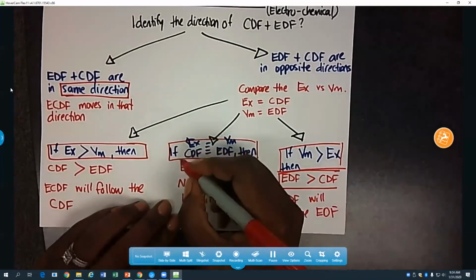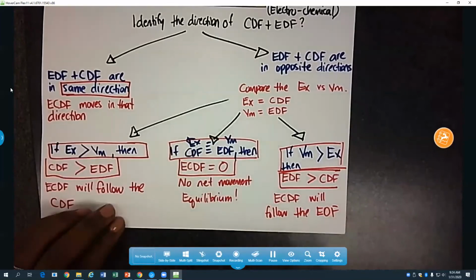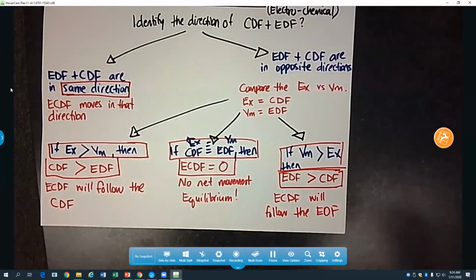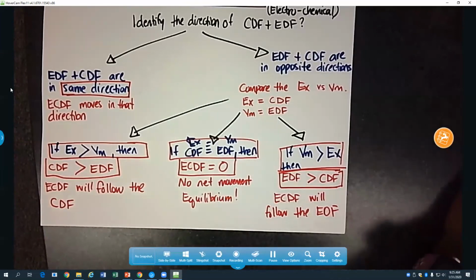So basically, in order to see what direction our net movement takes place in, we must look at the equilibrium potential value and the membrane potential value. We'll compare them if the forces are in opposite direction, and that will tell us what net direction our particles are moving in, and then we can just subtract those values, right? The larger value, we subtract out the smaller value, and that's going to give us our net magnitude, so the strength or the size of the driving force.